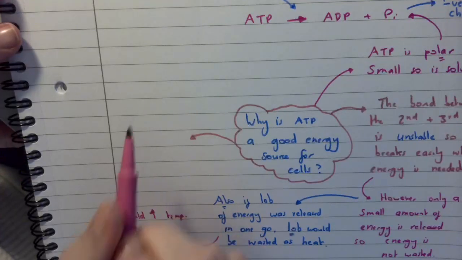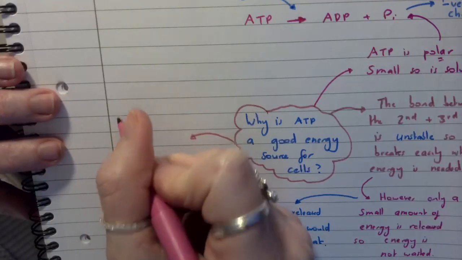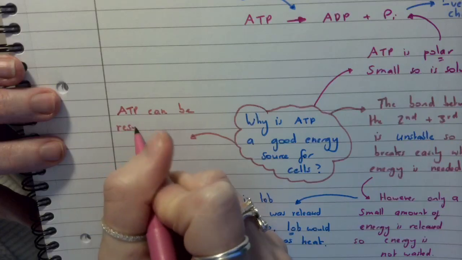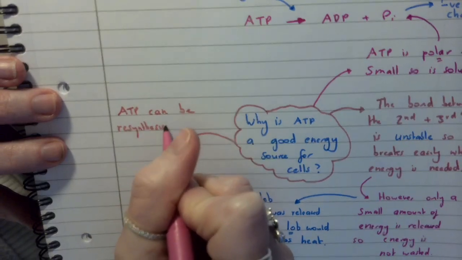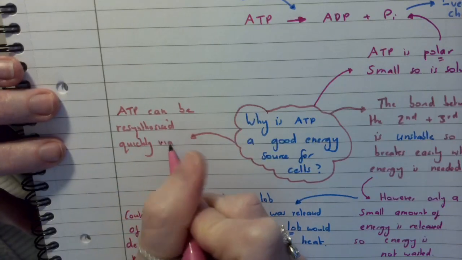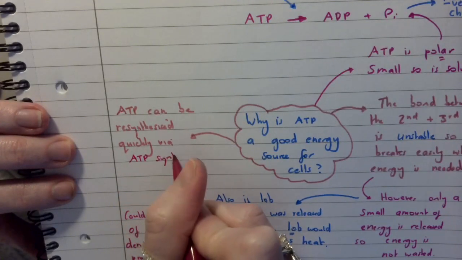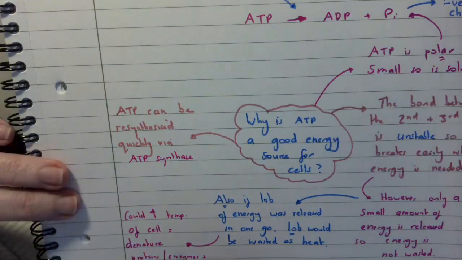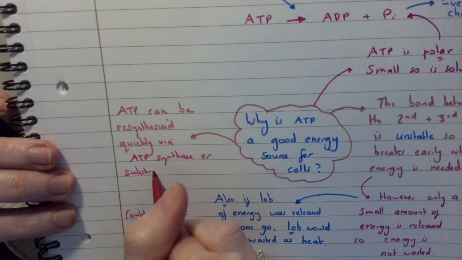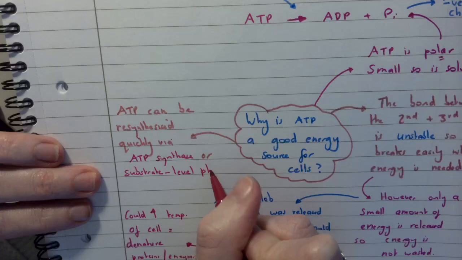We'll go into a lot more detail later about the two ways in which you can make ATP and exactly how they work, but I'm just going to put ATP can be resynthesized quickly. So once the cell's broken it down, you can quickly get some more ATP. I'm just going to put for now via either ATP synthase, which is the enzyme, you'll learn all about this later on, or something called substrate level phosphorylation, which again I'll go through in more detail later on. These are generally the two ways you can make ATP.